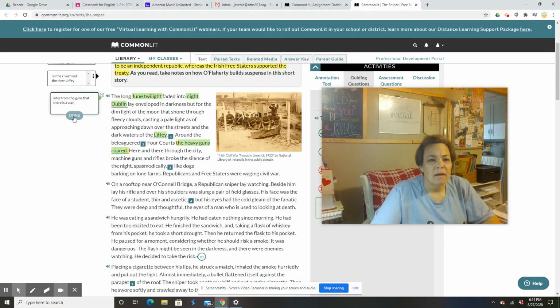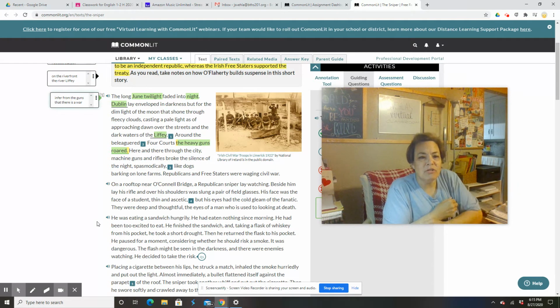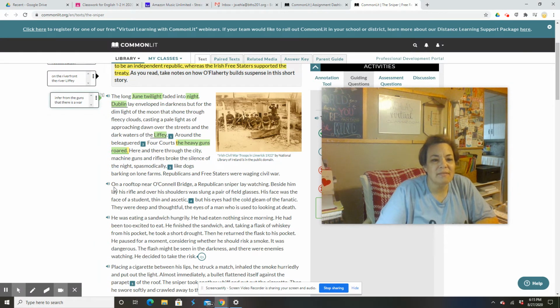And here and there through the city, machine guns and rifles broke the silence of the night spasmodically, like dogs barking on lone farms. Republicans and Free Staters were waging civil war.